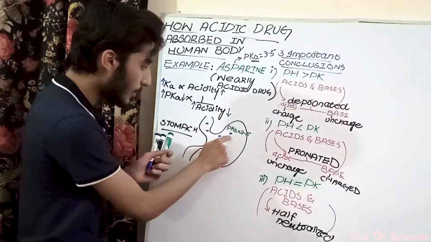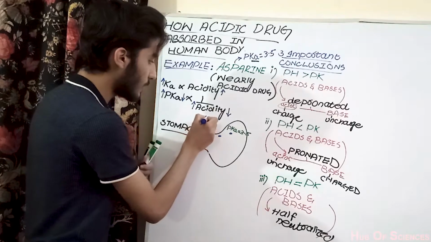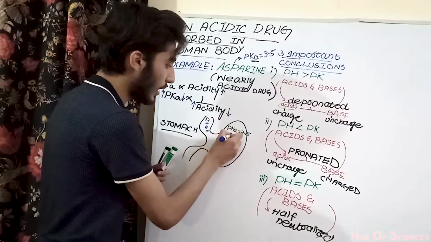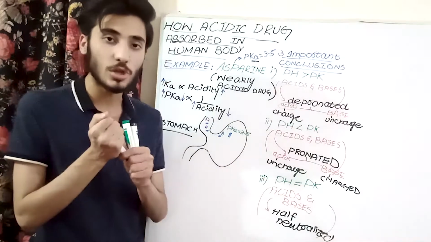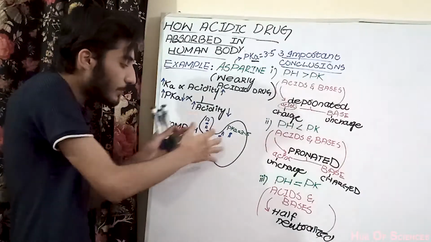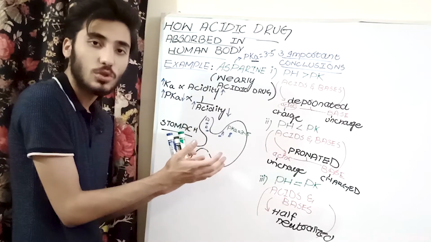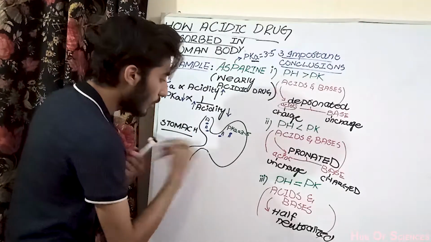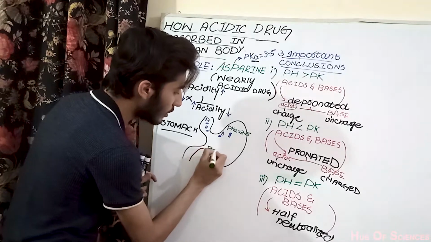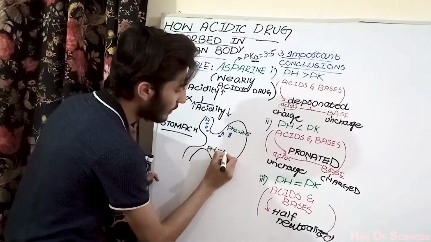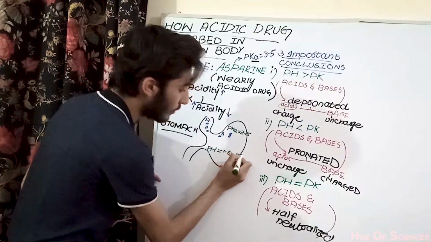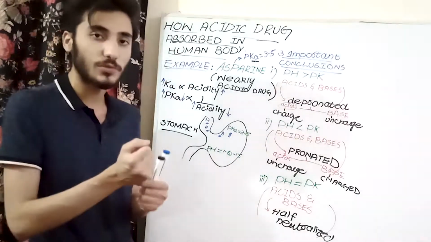So this is the aspirin, and we ingest this aspirin, whose pKa value is 3.5. And we know that the pH of this solution, in this case the solution is the stomach, is approximately 1.0 to 1.5. This is the approximate pH of the stomach.